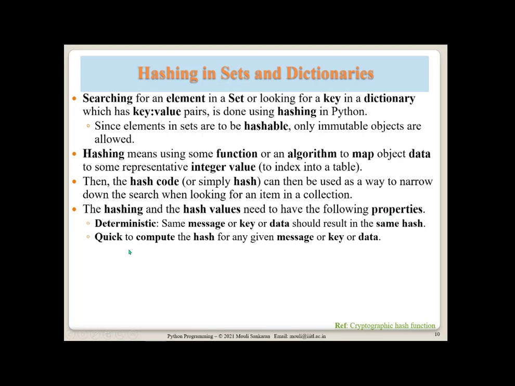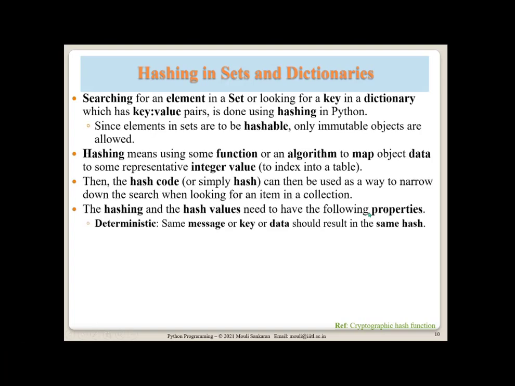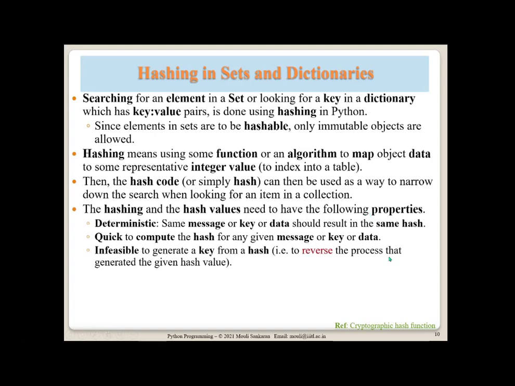And then it should not be too complex. It should be some XOR operation or some binary arithmetic operation, so that it is not too complex to compute. And it should be infeasible to generate a key from a hash. It should be in such a way that you will not be able to get the key from the hash. It is for safety purposes, to avoid backtracking, so nobody should know what hash function you are using internally.